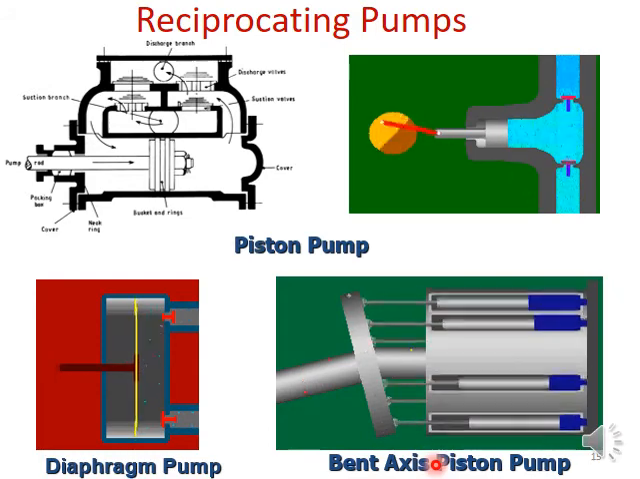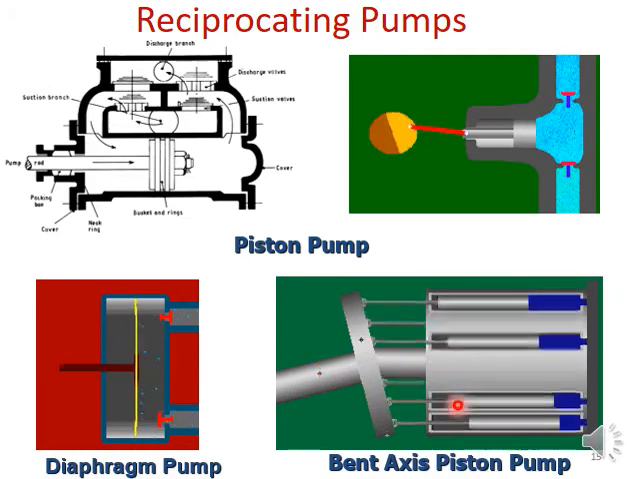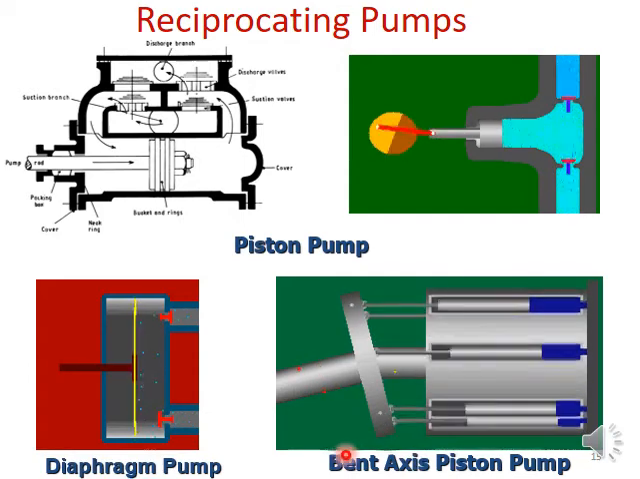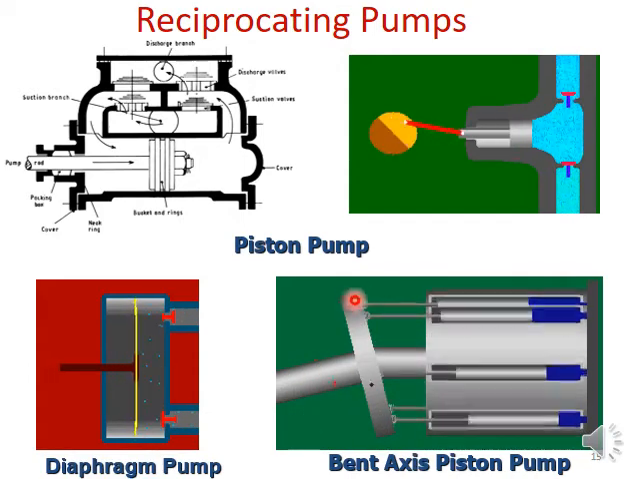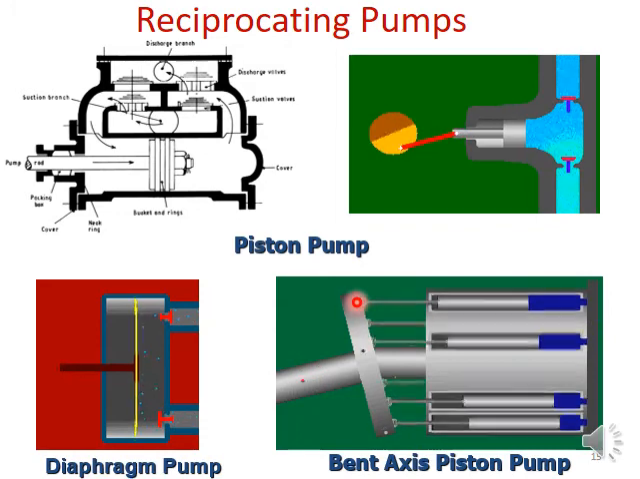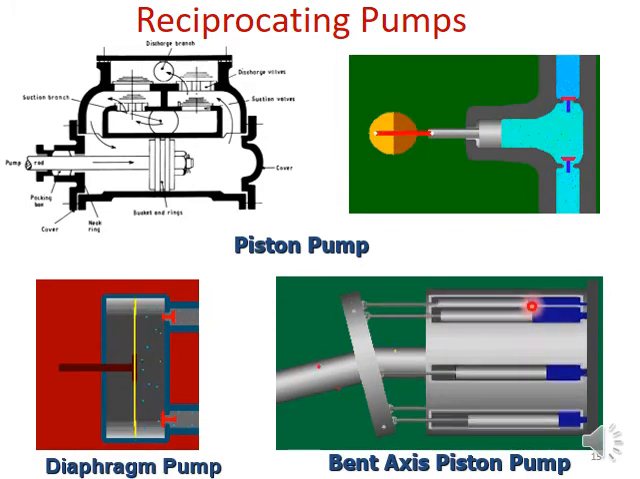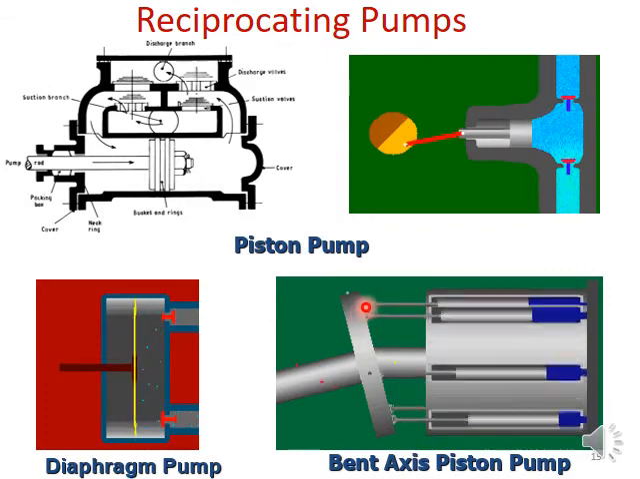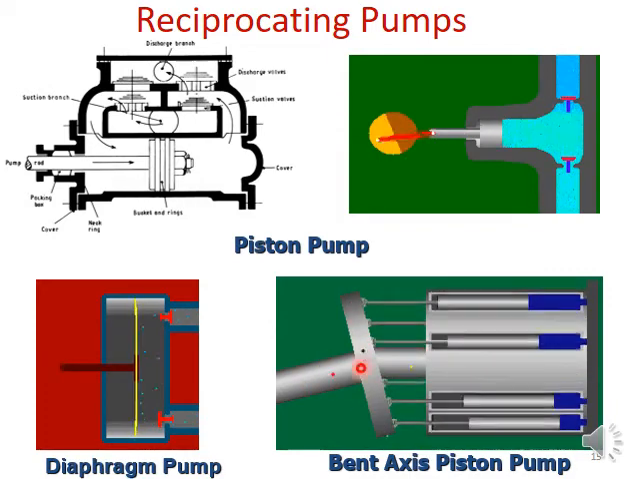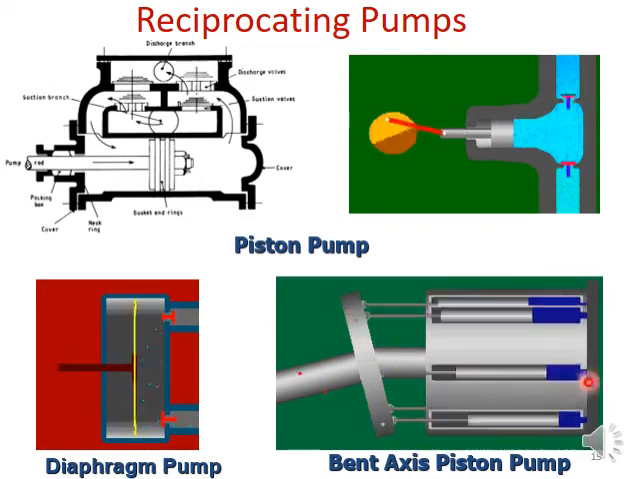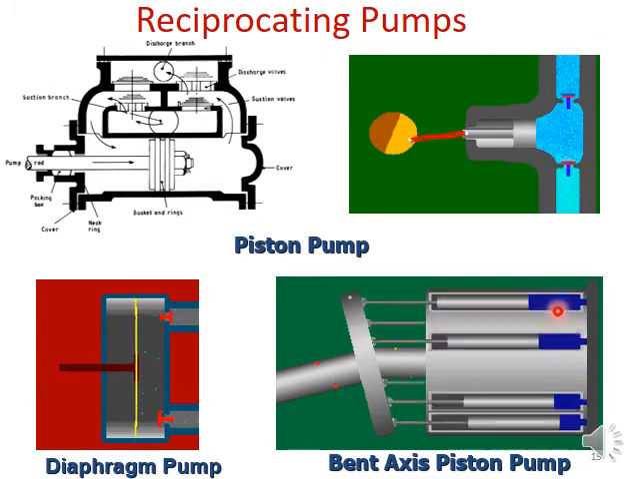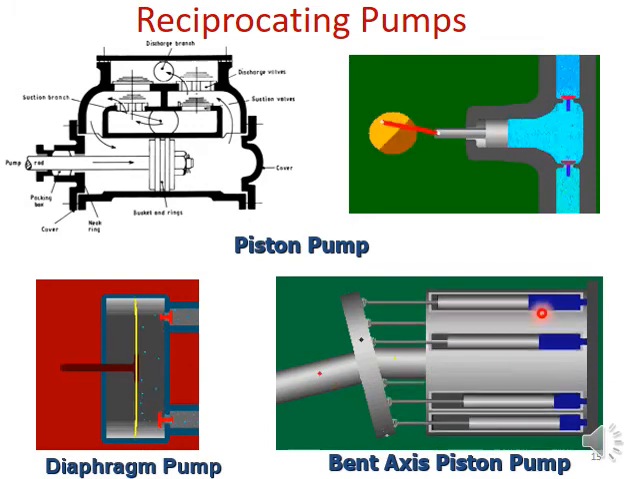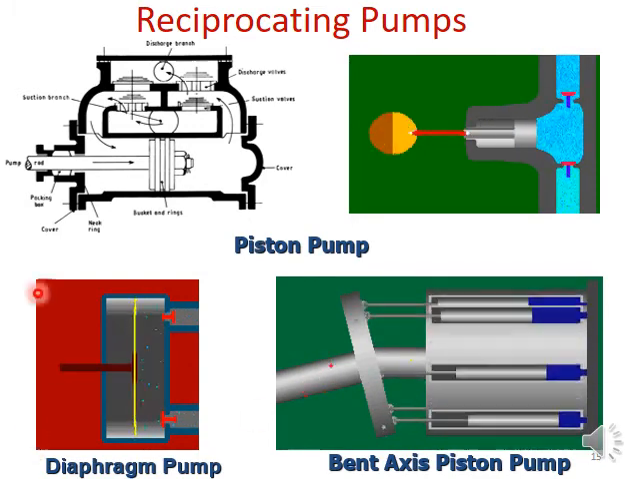And here again, a piston pump you can see used in automobiles, a bent axis piston pump. So this disc you can see is inclined and these pistons are coupled to this disc. When this rotates, you can see the volume is changed, thereby fluid is pressurized. Right. Here is another one.